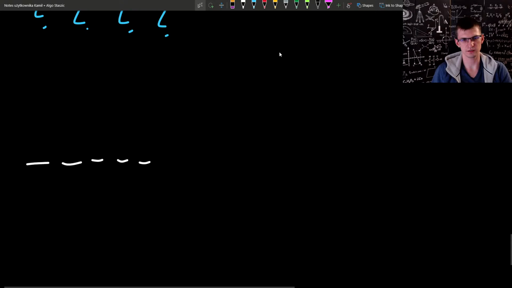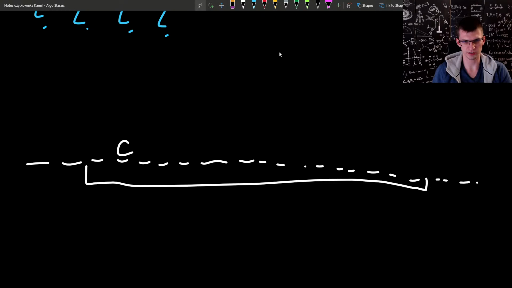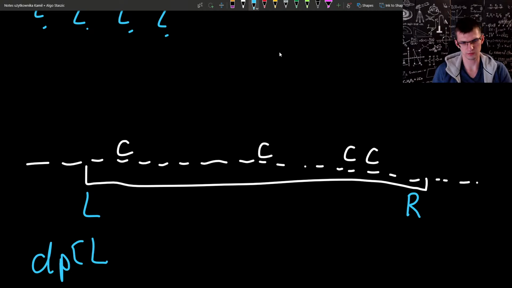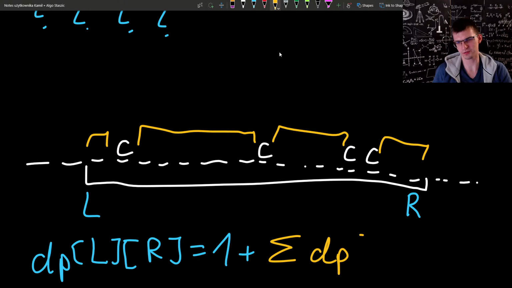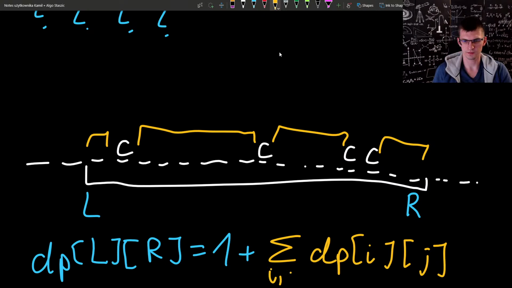The idea is that when computing dp of an interval, if there are some characters here equal to each other, then you are allowed to say dp from L to R is 1 operation to print those C's, plus, before that, we need to get done with every yellow interval here, plus the sum over dp of, I don't know, ij, over all those pairs ij between them. This is ij, but you know, this is also ij, just a different one.